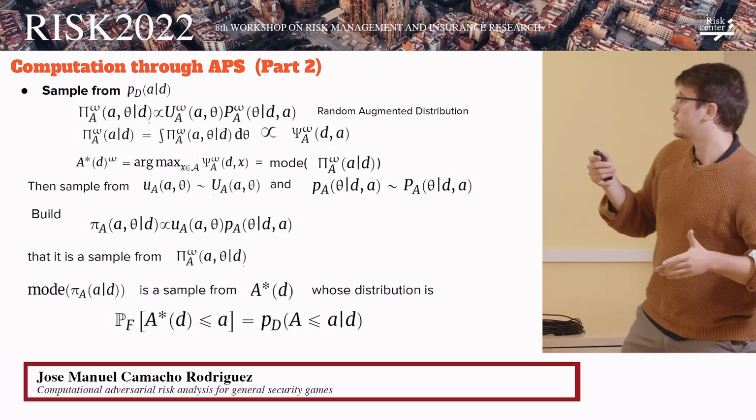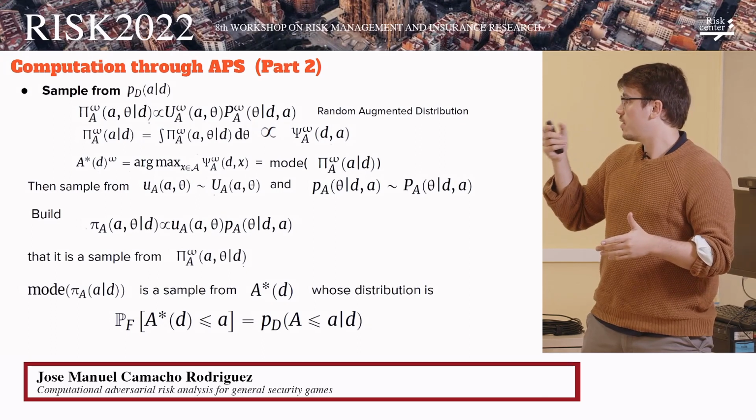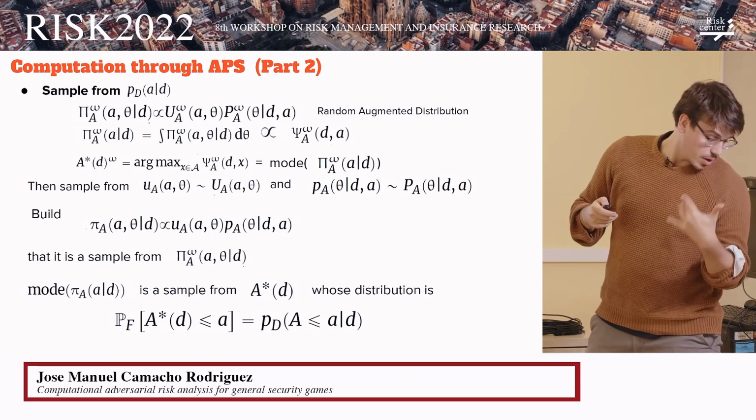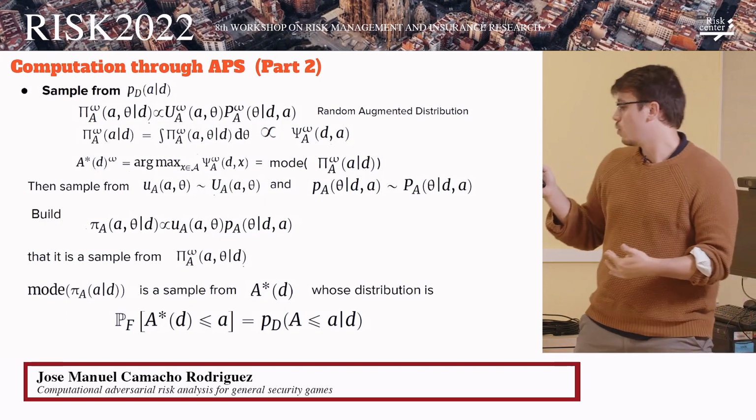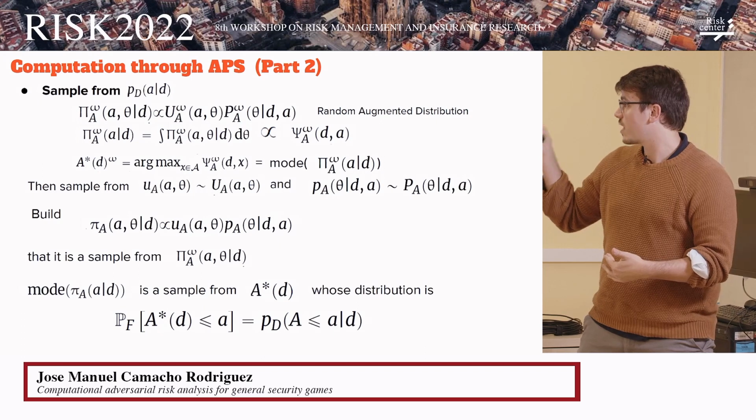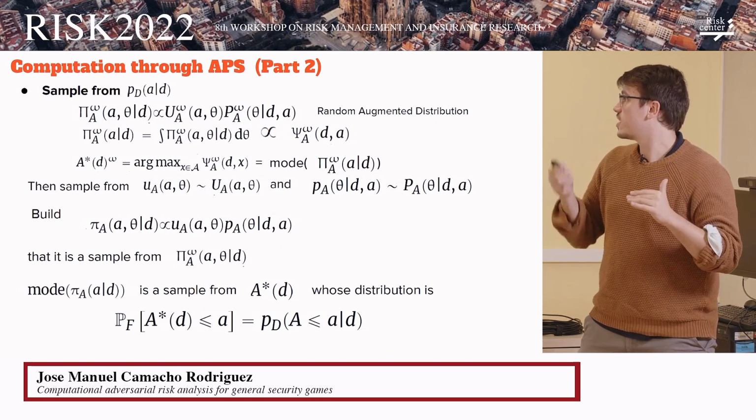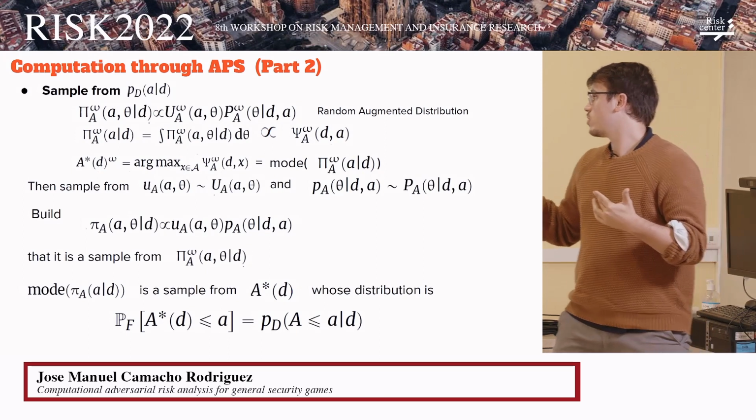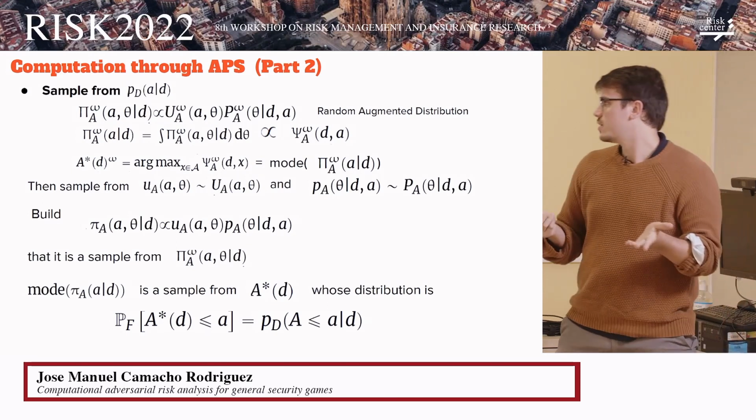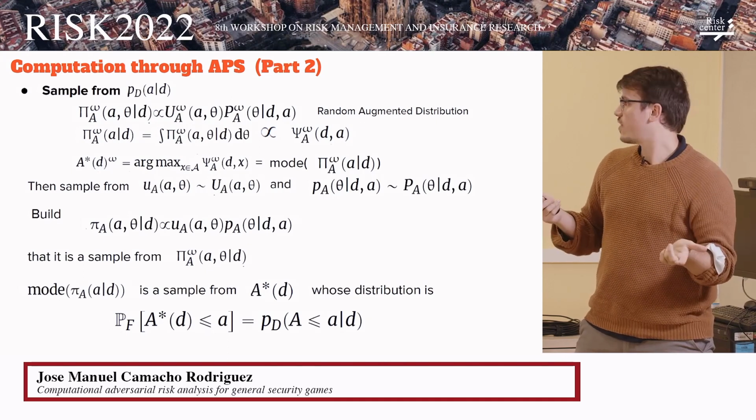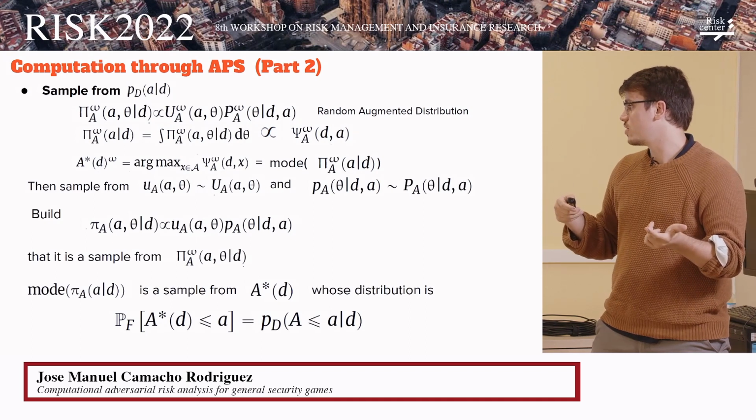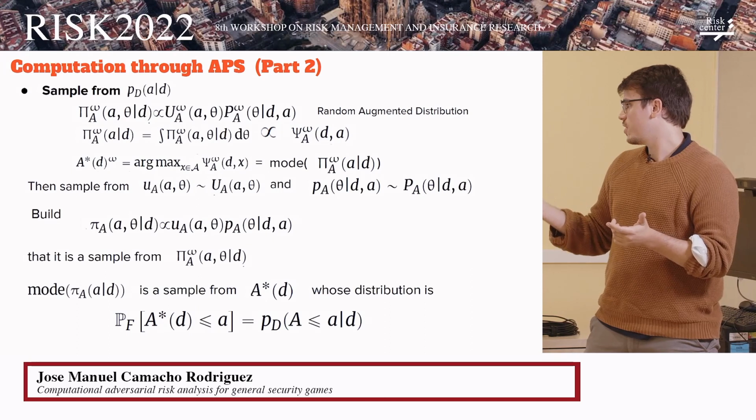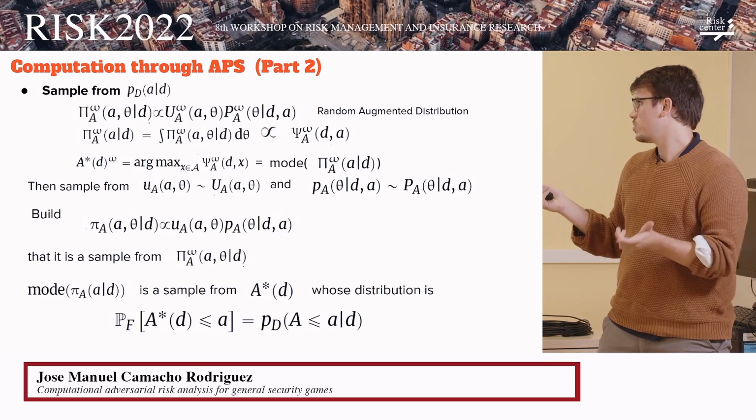With the distribution that you have defined before, you build an augmented distribution. Again, the marginal is proportional to the expected utility, and the mode of the augmented distribution will be the best attack. Then sampling from the distribution that you defined before, you can build an augmented distribution that is a sample from the augmented distribution, and from there you again compute the mode to get that distribution.